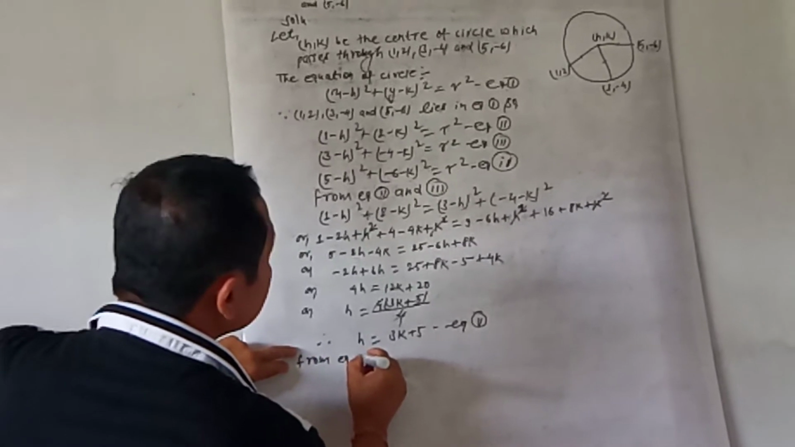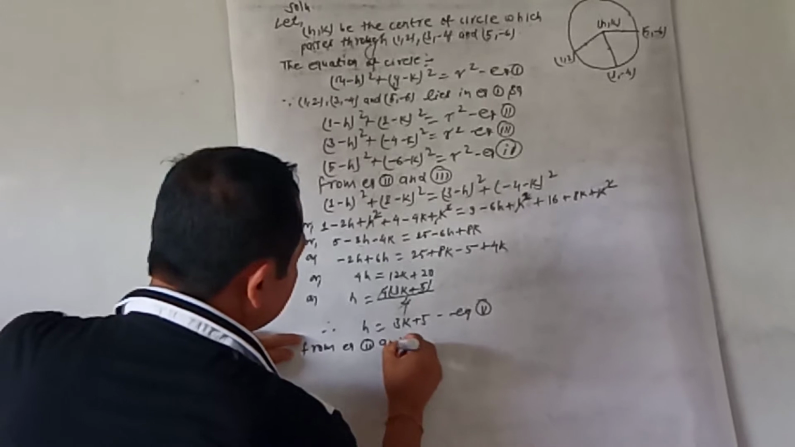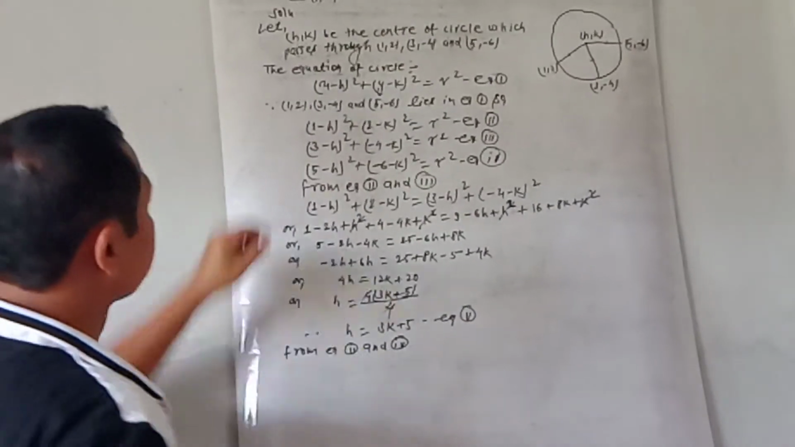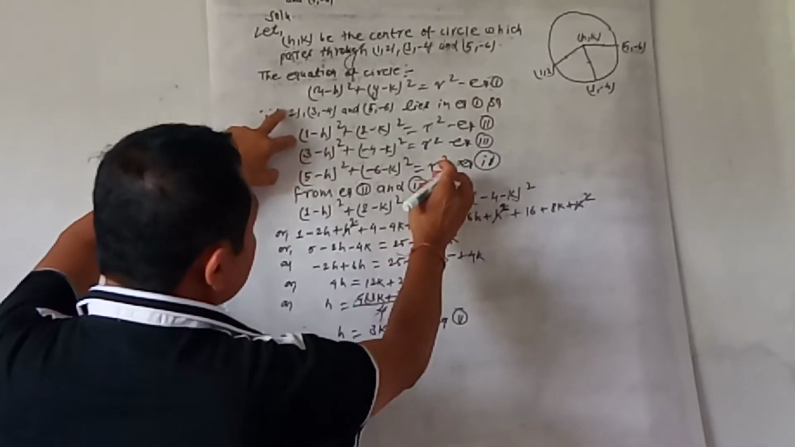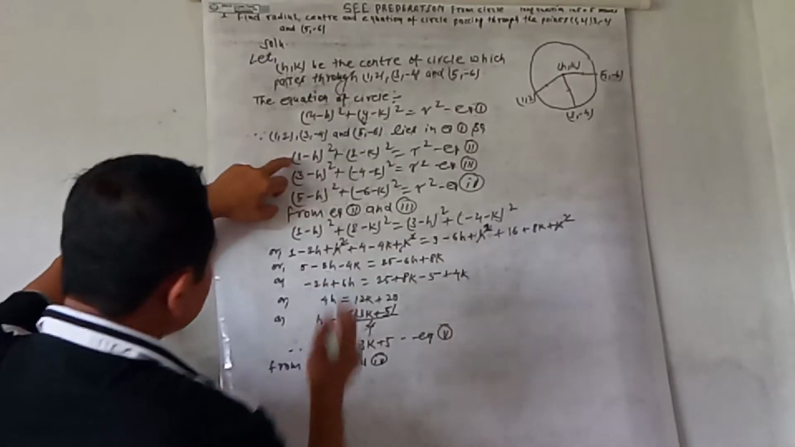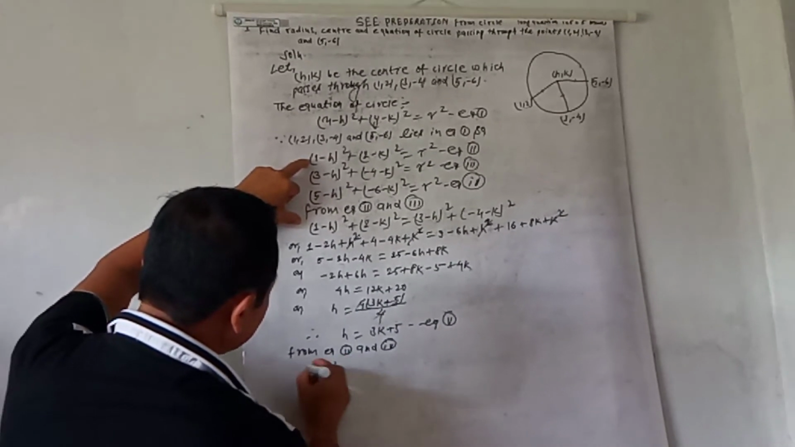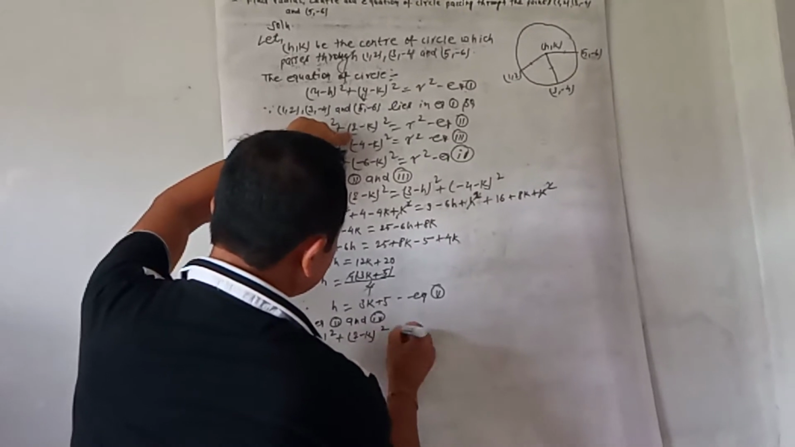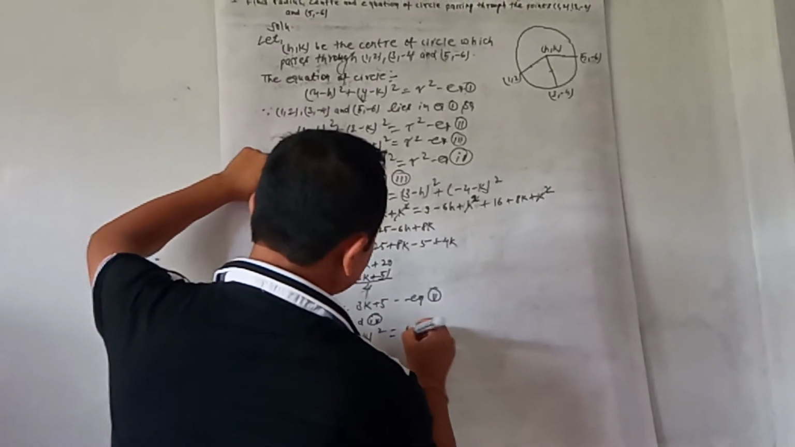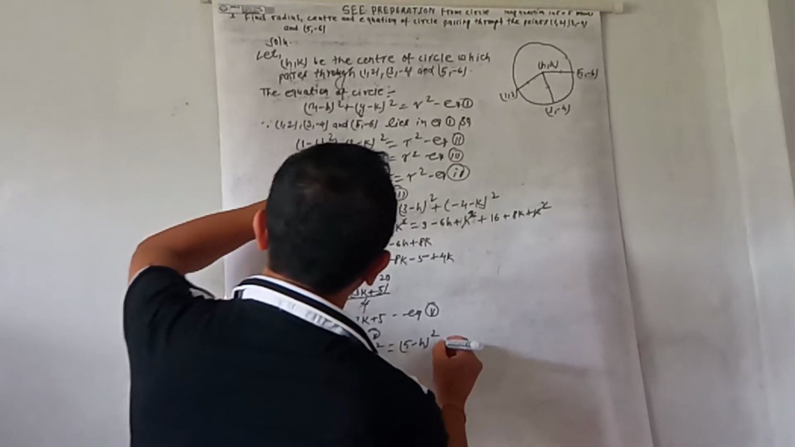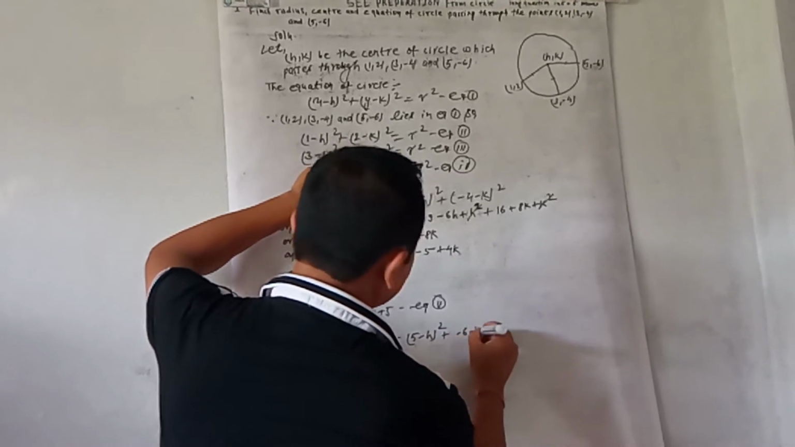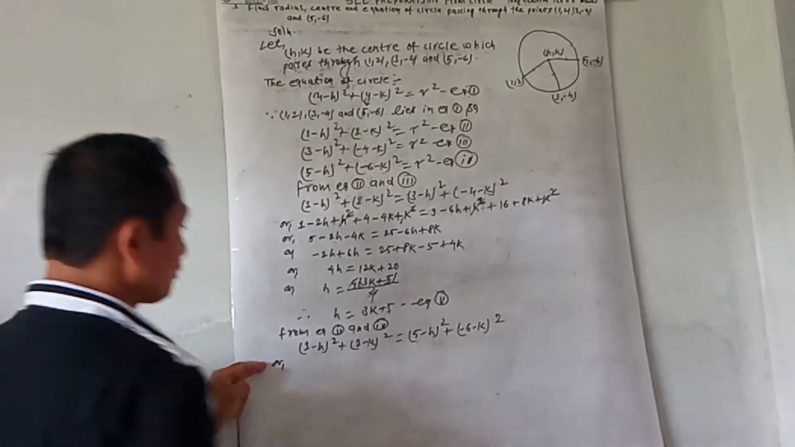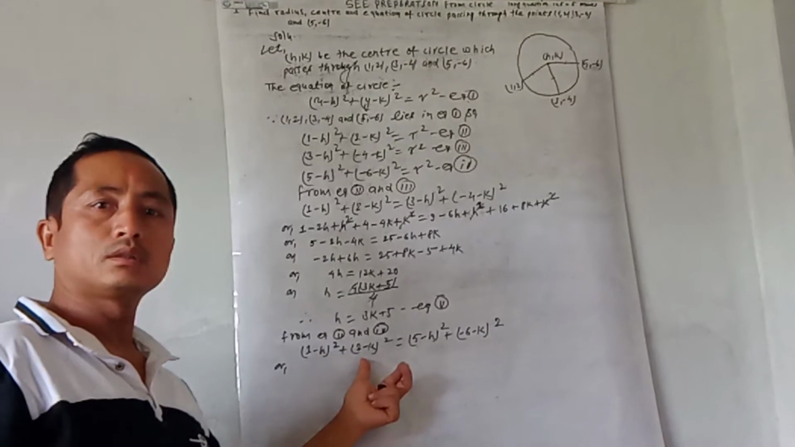From equation second and fourth equation, same is r square is equal to this much. This r square is equal to this much, means 1 minus h whole square plus 2 minus k whole square is equal to 5 minus h whole square plus minus 6 minus k whole square. Again the same a minus b whole square formula. Here also a minus b whole square formula.